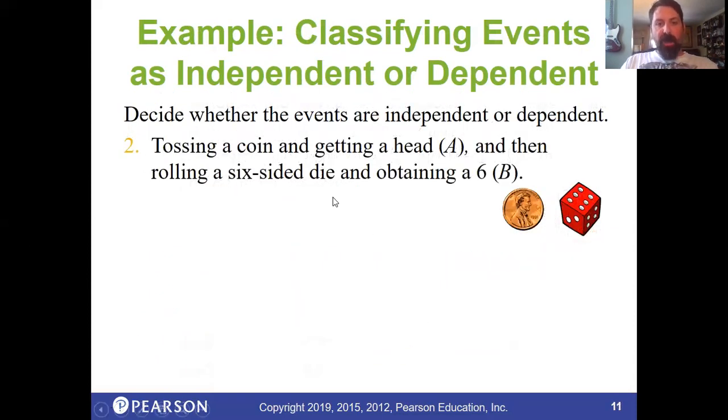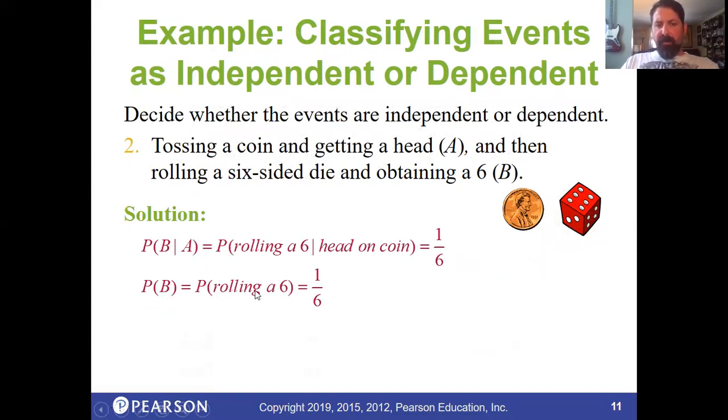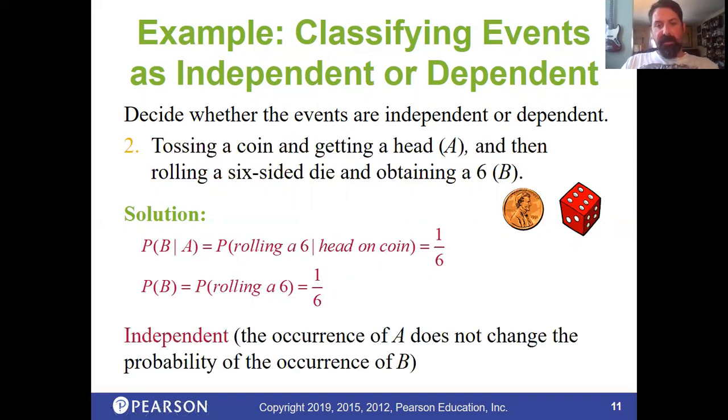What about this example? We're going to toss a coin and we want to get a head. That's the event A. And then we want to roll a 6-sided die and obtain a 6. Well, the die doesn't care what you just did with a coin. So the probability of rolling a 6 given you flipped a head on a coin is still 1 out of 6. Rolling the die was unaffected by what happened with flipping of the coin. So the probability of B given A here is simply just the probability of B. You didn't need to tell me about the head being flipped on the coin. So these would be independent events.